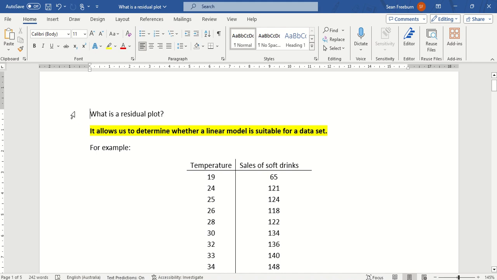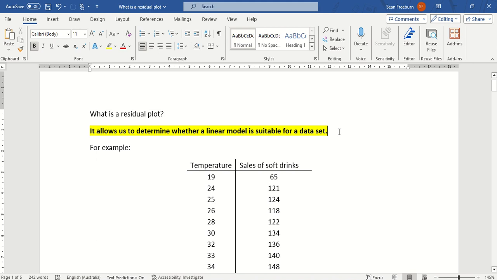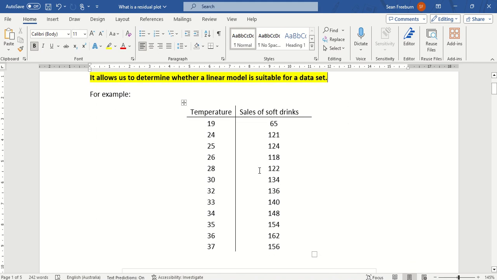So let's start with a definition. What is a residual plot? Well, it allows us to determine whether a linear model is suitable for a data set. Okay, what does that mean? Well, let's take this data set here. I've recorded how hot it is every day and how many soft drinks I'm selling. Now, we would expect the hotter it gets, the more soft drinks I'm going to sell. By the way, this temperature is in Celsius, not Fahrenheit.